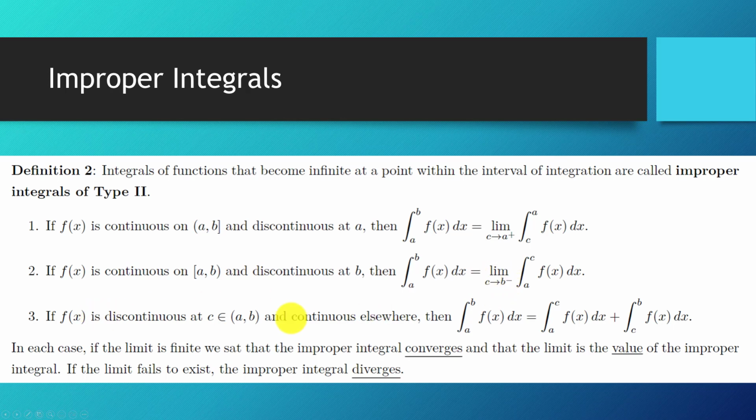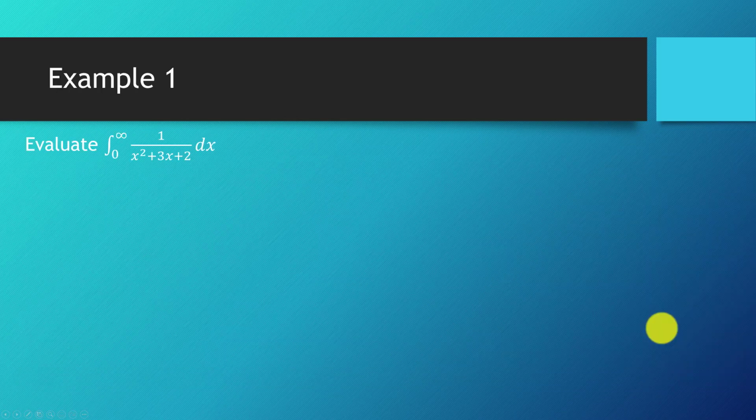And then if it's discontinuous somewhere in the middle, these are the hardest to see, then you need to split it up at that point of discontinuity. So if it's discontinuous at c, you're going to break it up at c. Cool beans. Let's just run through some examples. I think it'll be easier after that.